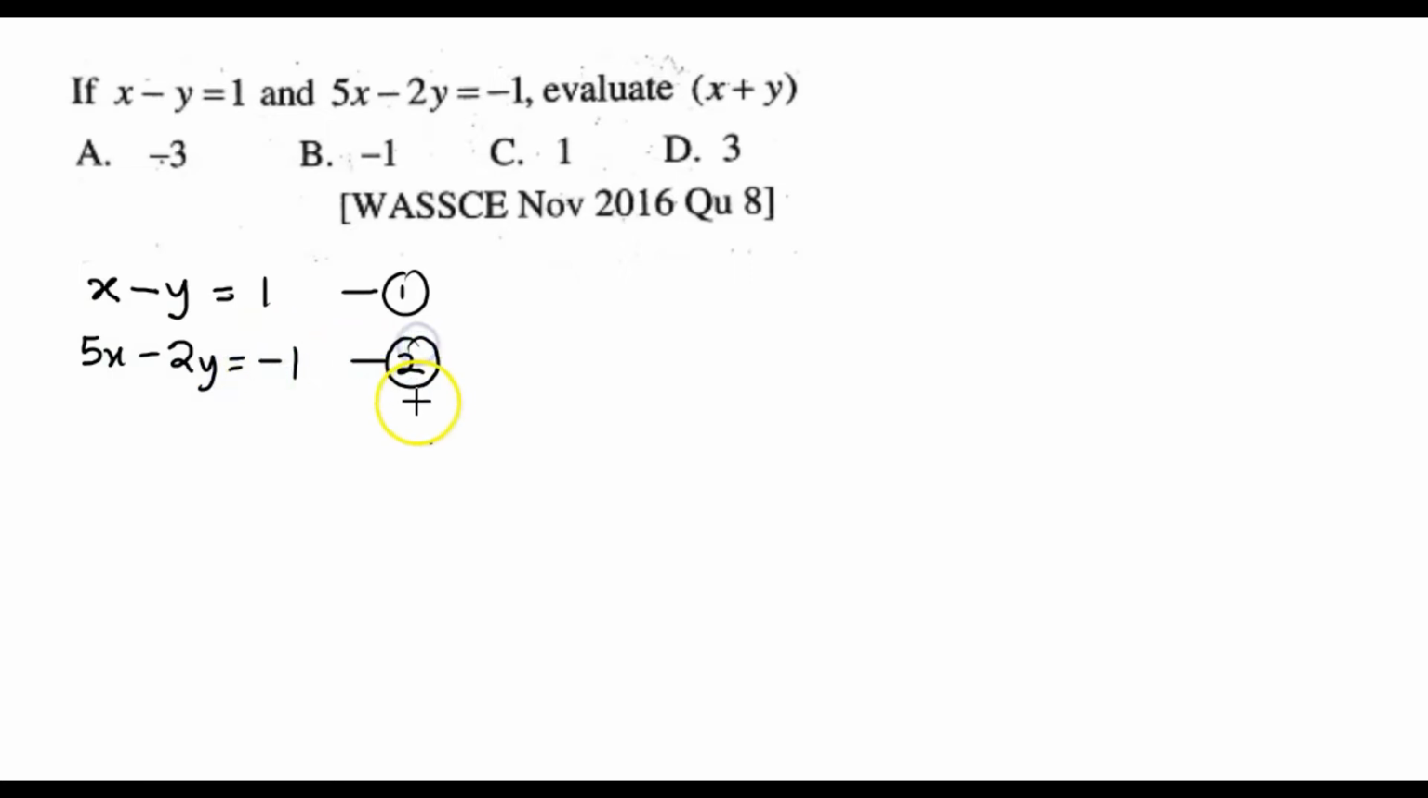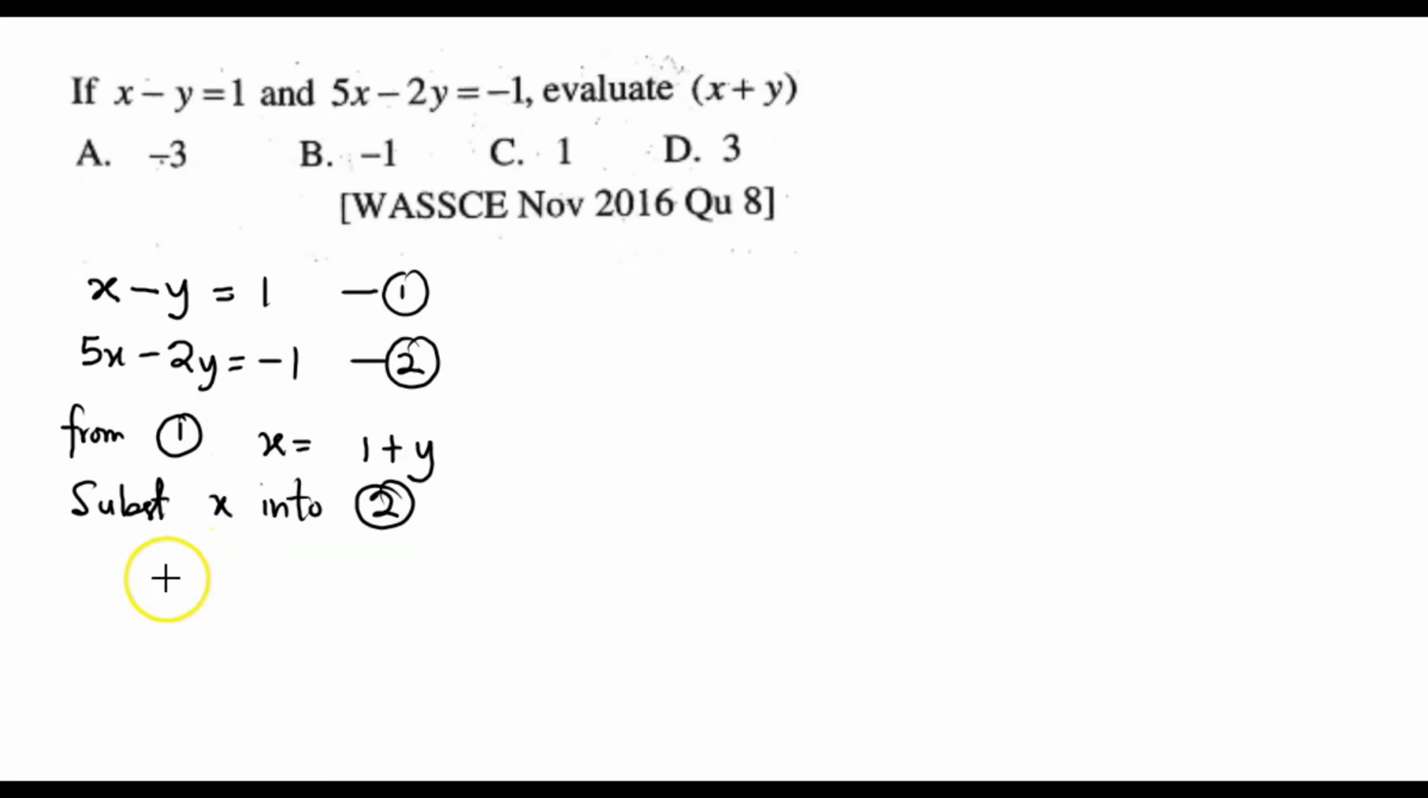We have different methods, but because this is a section A question, I would recommend that you use the substitution method. So from equation 1, making x the subject, x will be equal to 1 plus y. So we substitute x into equation 2, meaning wherever we see x in equation 2, we put the expression 1 plus y there.